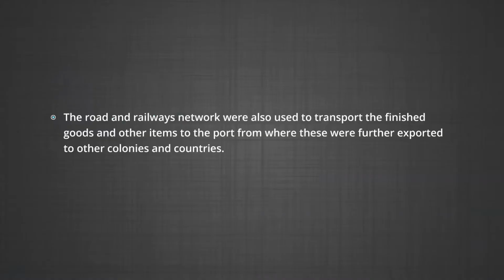Number 3, the road and railways network were also used to transport the finished goods and other items to the port, from where these were further exported to other colonies and countries. This way, the British administration earned lots of foreign exchange.